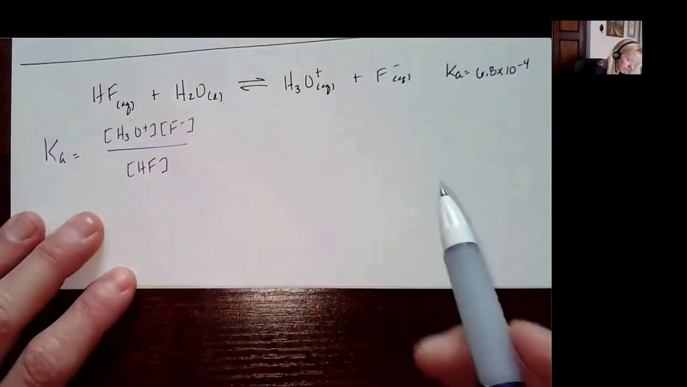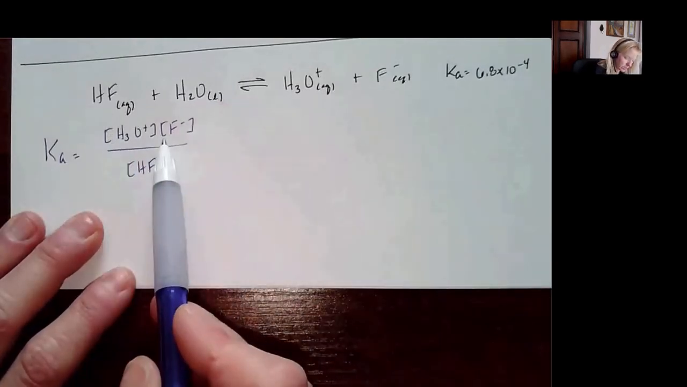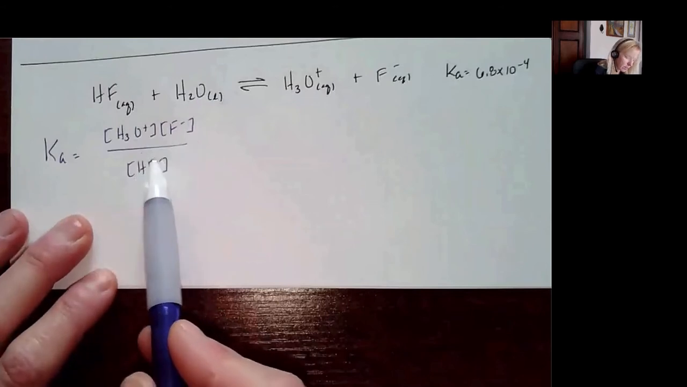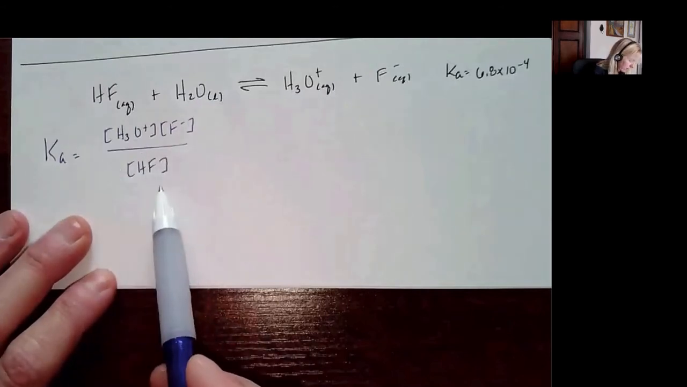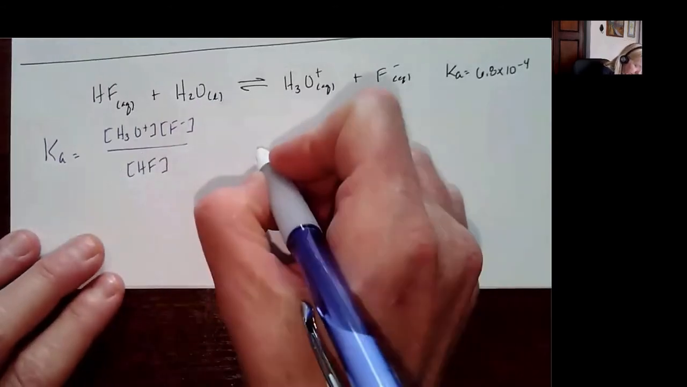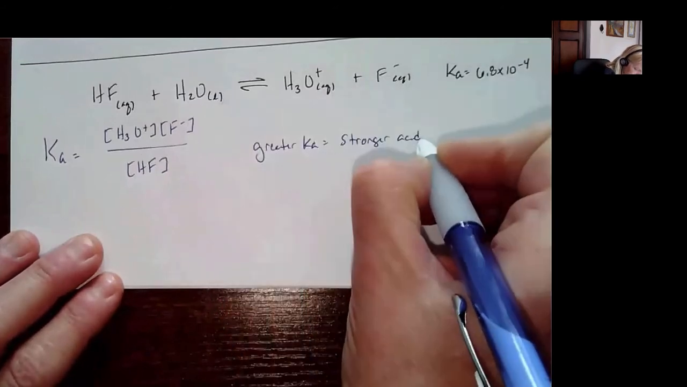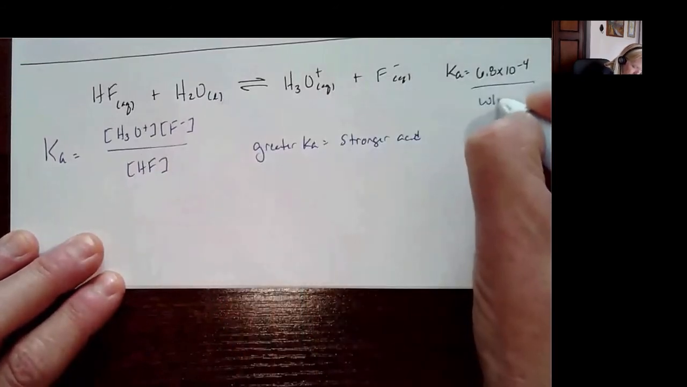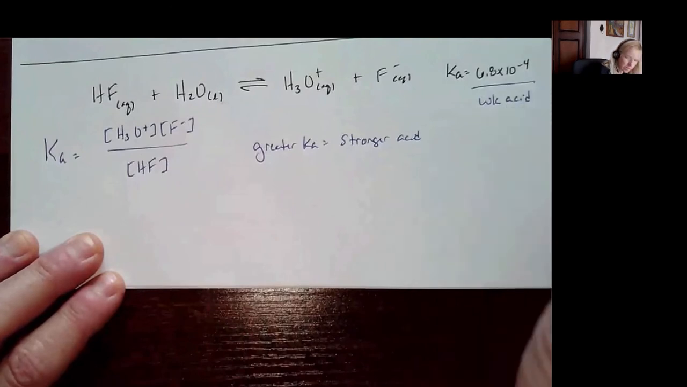The higher the Ka, the more the products are favored. The lower the Ka, the more the undissociated reactant is favored. So the greater the Ka, the stronger the acid. This Ka here implies that this is a weak acid. This is a fairly weak acid.